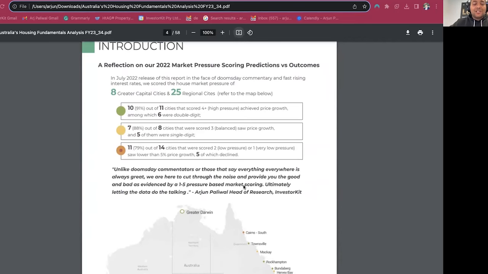So let's look at last year, a reflection on our 2022 market pressure scoring predictions and the outcomes. So in 2022, unlike the doomsday commentators or those that say everything everywhere is always great, we're here to cut through the noise and provide you the good and the bad, all evidenced by our 1 to 5 pressure-based market scoring. Now, ultimately, we're letting the data do the talking here. So that is the core part.